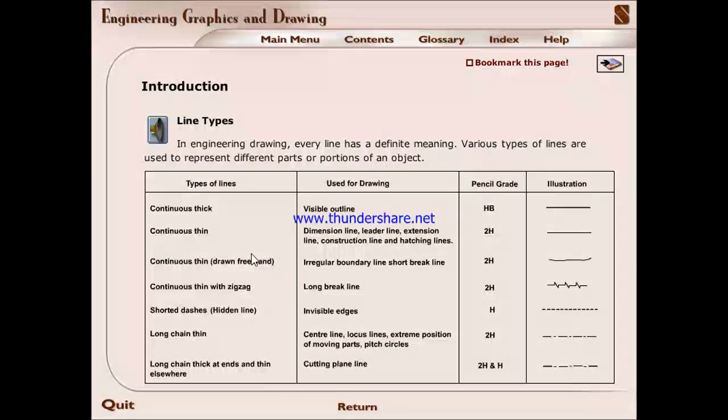HB pencil is used. It is drawn thick. Continuous thin is used for dimension line, leader line, extension line, construction line, and hatching lines, for which 2H is used. Continuous thin, drawn freehand, is used in a drawing sheet for irregular boundary lines and short break lines. 2H pencil is used, so the illustration is a continuous thin line but drawn freehand.